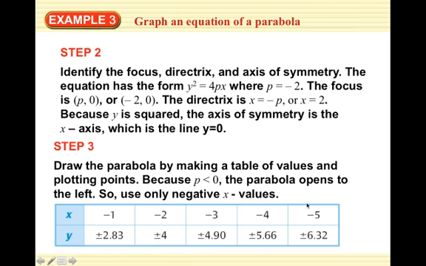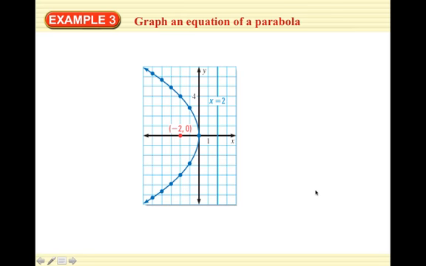Okay, so here's our vertex at (0, 0). And here are our points that we found as we go across. And here's our parabola. Please notice that the focus is also on here. I want you to label the focus with an F so that I know that you know that that's the focus. I want you to label the vertex with a V. And then here's the directrix. Go ahead and label that.